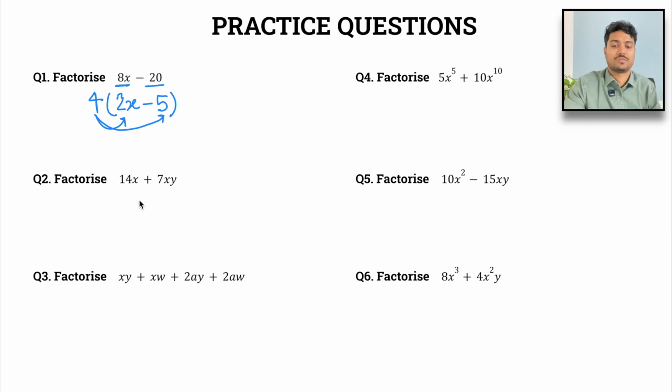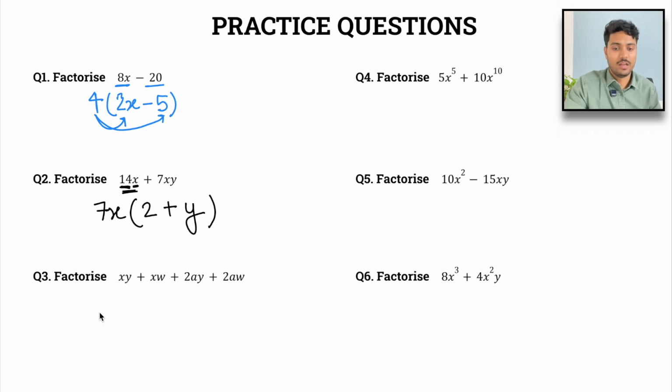Okay, question number 2. It says factorize 14x plus 7xy. So I repeat here, we have to check the numbers, but we also have to check the variables. So first check number with number. 14 and 7, what is the common factor? So the common factor in 14 and 7 is 7. And then check the variables. So x and xy, so only x is a common factor, so we'll take 7x outside, and inside the bracket now we will write 7x multiplied by 2, which will give us 14x, plus 7x multiplied by just y will give you 7xy. So that's how we check it.